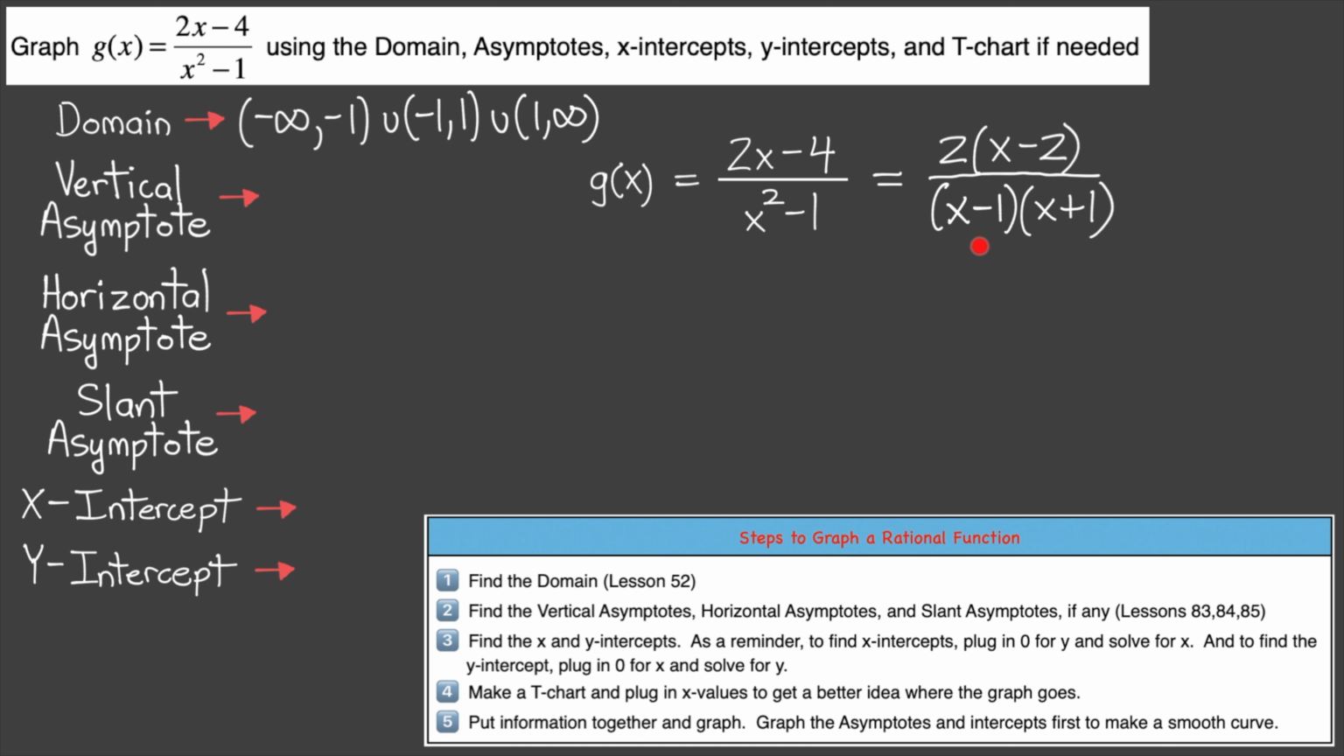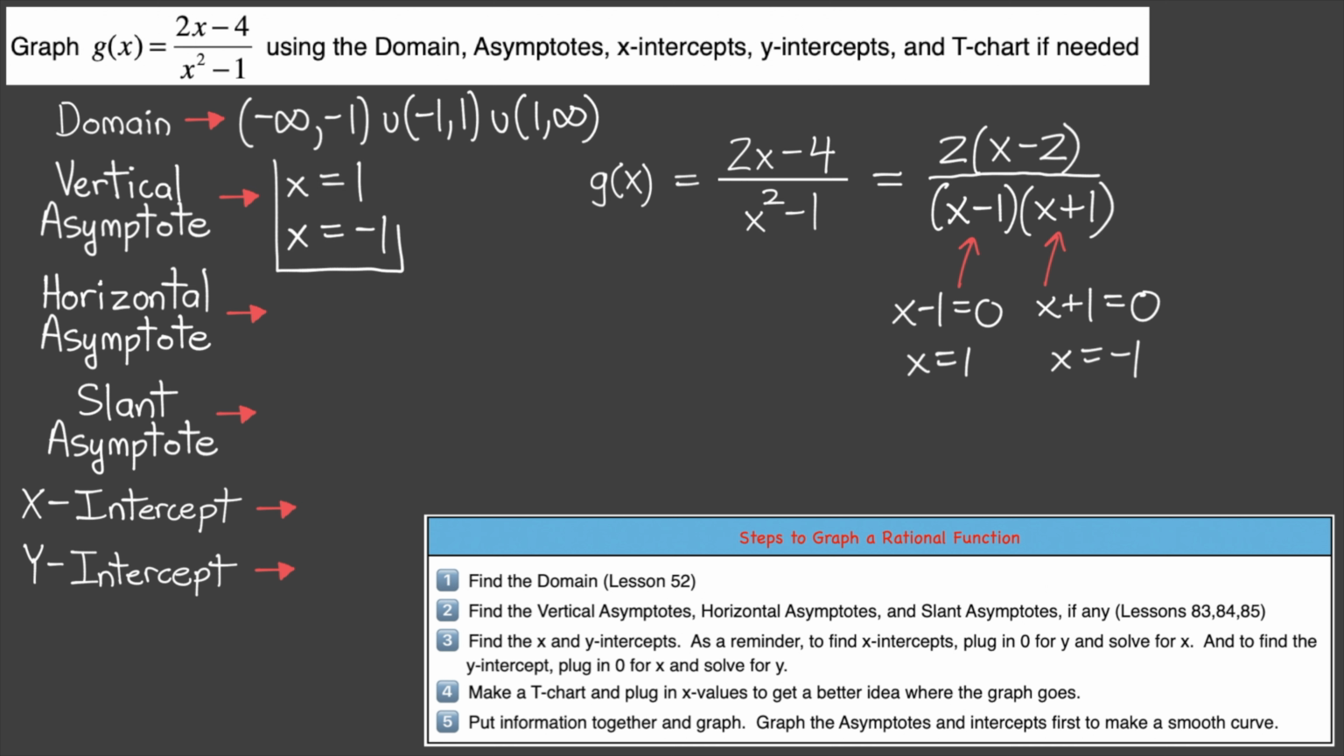Now the vertical asymptotes are going to come from where the bottom equals 0. So the bottom equals 0 here and here, so we'll go x minus 1 equals 0 and then x plus 1 equals 0. Add 1 to both sides, x equals 1. Subtract 1 from both sides, x equals negative 1. So these are our vertical asymptotes, x equals 1 and x equals negative 1. So I'm going to write those over here. So those are our two vertical asymptotes.